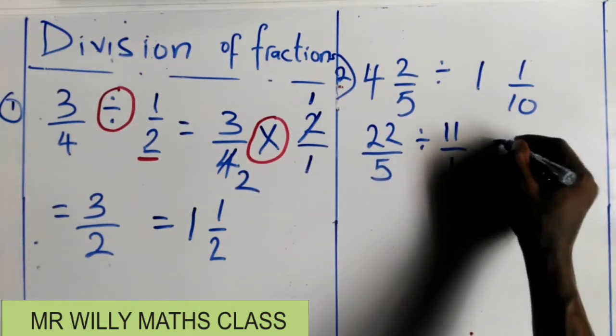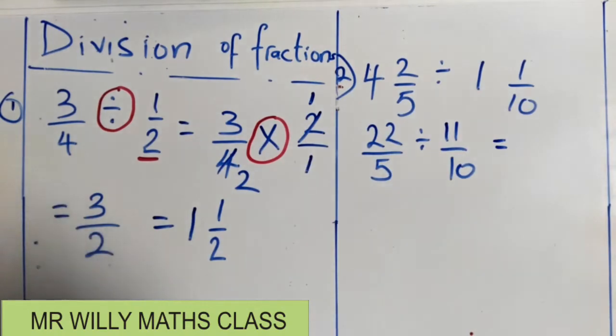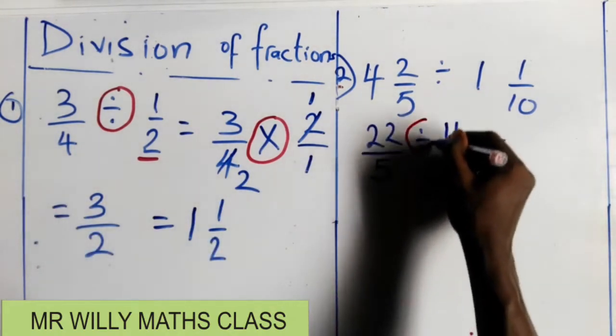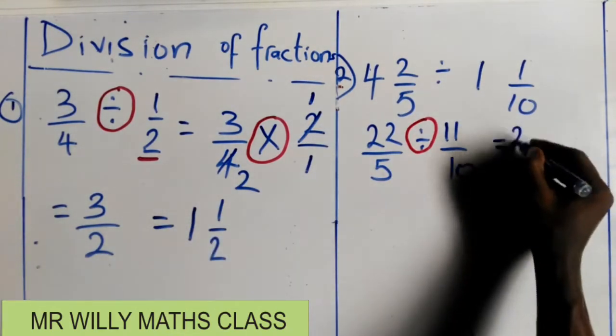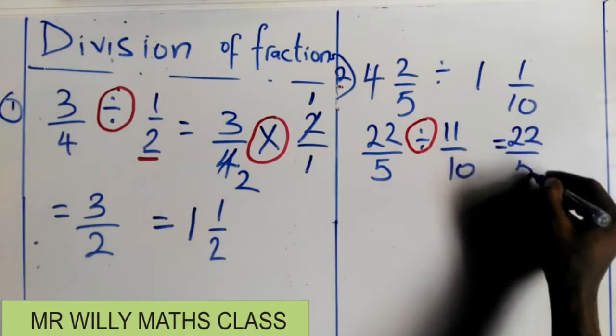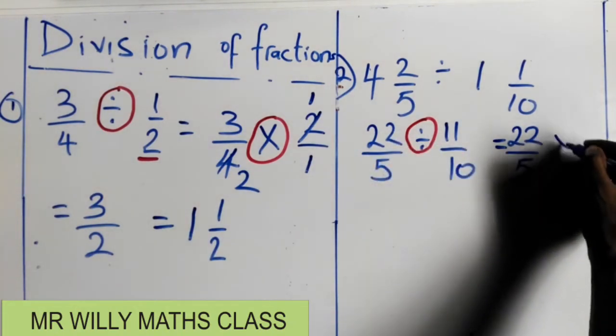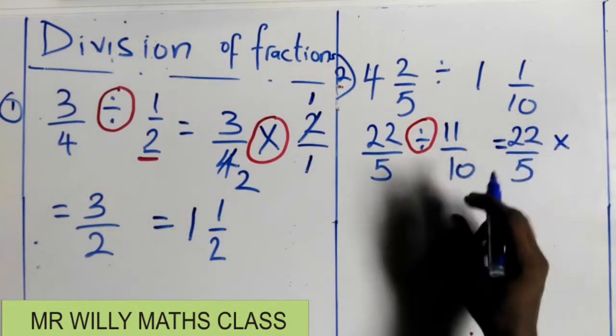You have to alter the division sign. You alter it to times. So how are we going to do it? You write the first fraction, which is 22/5. Then this division sign, you turn it to times. Now that you have turned the division sign into times, the next fraction must be changed.